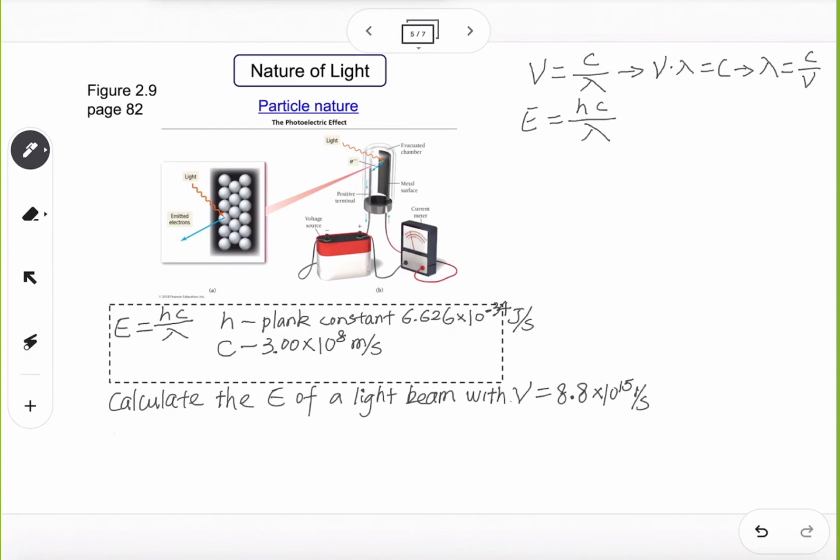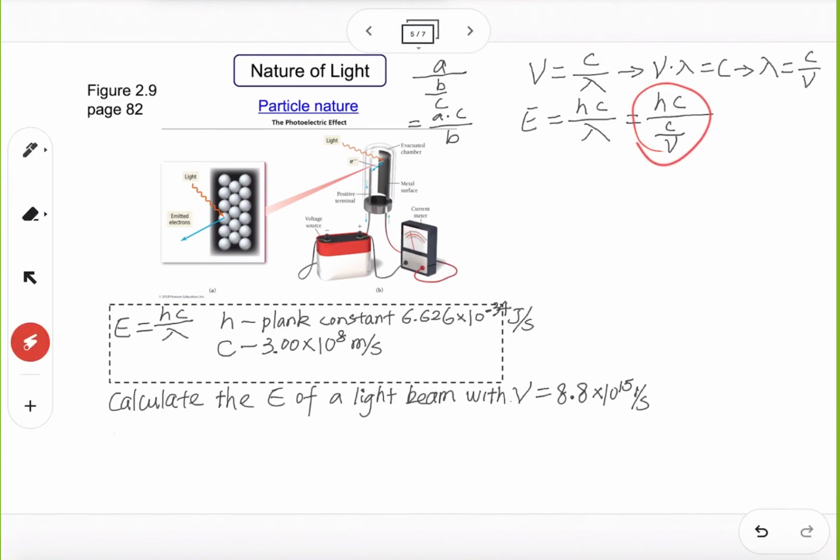Then what you need to do is plug lambda into this equation. That will give us hc over c over nu. One thing I do want to write here is, if you know the math, a over b over c equals a times c over b. So in this one, we are going to use the same way to deal with this equation.